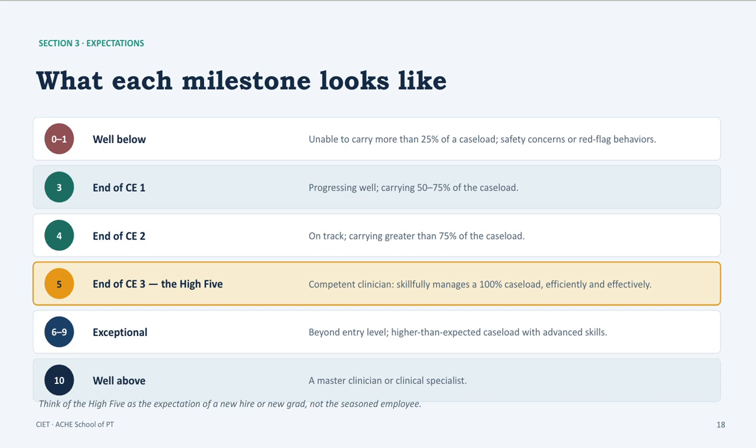This is the expectation at the end of CE1. A rating of 4 is on track, carrying greater than 75%, and this is the expectation at the end of CE2. At the end of the final CE3, it is expected that students receive a high 5, a rating of 5, defined as functioning at the level of a competent clinician who can skillfully manage a 100% caseload in an efficient manner. Please be mindful that this is similar to expectation of a new hire or new grad, not the experienced employee. Ratings of 6 through 9 are reserved only for students who demonstrate exceptional performance beyond entry level, and a rating of 10 is well above a competent clinician, such as a master clinician or clinical specialist.